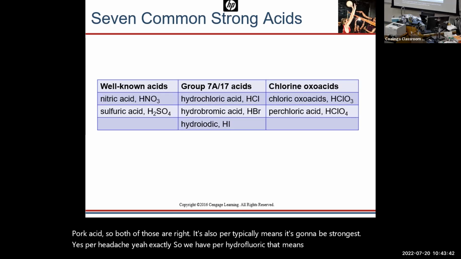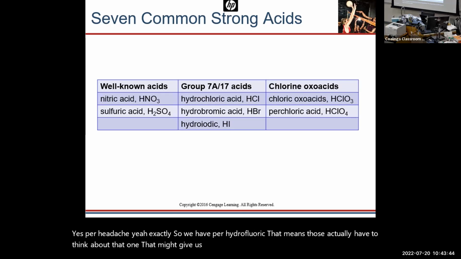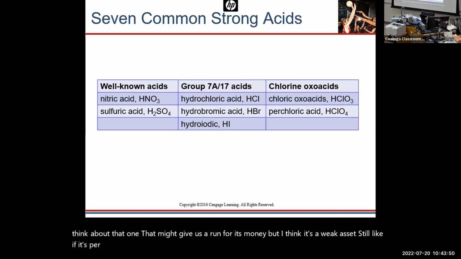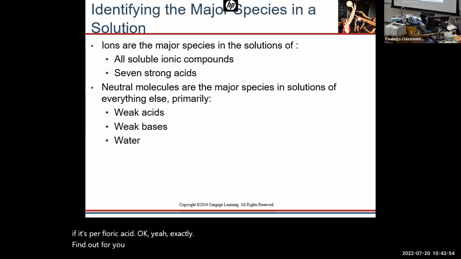Actually, I have to think about that. That might give us a 1 + 1, but I think it's a weak acid still. I think if it's perchloric acid, I'll have to find out for you for that.